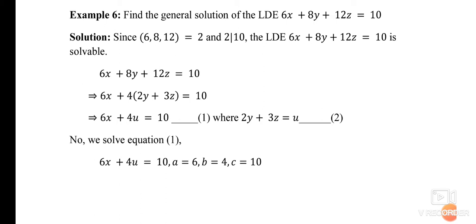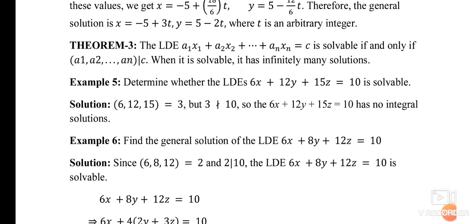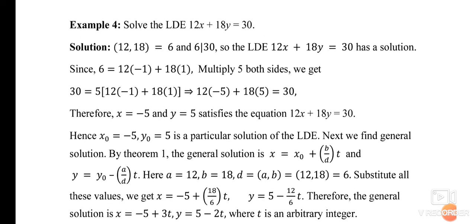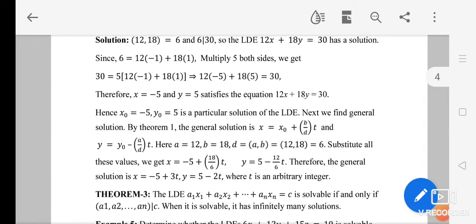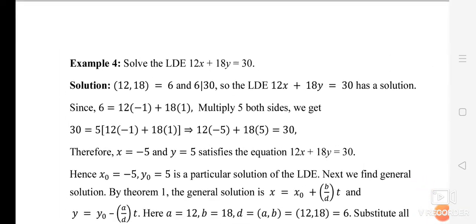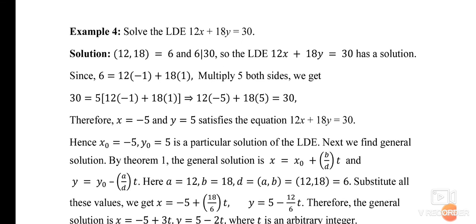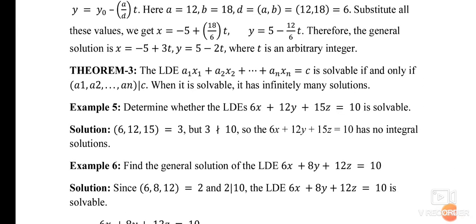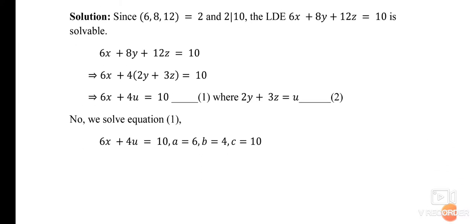Equation 1 is a 2 variable LDE. Already we know how to solve a 2 variable LDE, which is given in example 4. What we did? First we write the GCD of the coefficients as a linear combination. Then we multiply the equation by some constant, we get a particular solution. Then using the formula x equal to x naught plus b by d into t, y equal to y naught minus a by d into t, we obtain the general solution. So we use the same technique here.